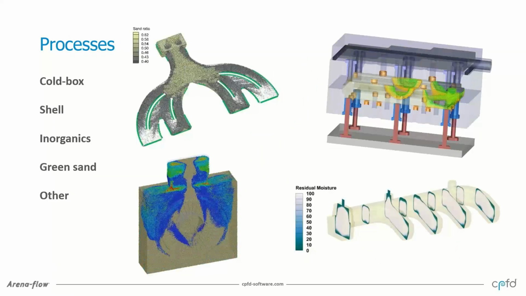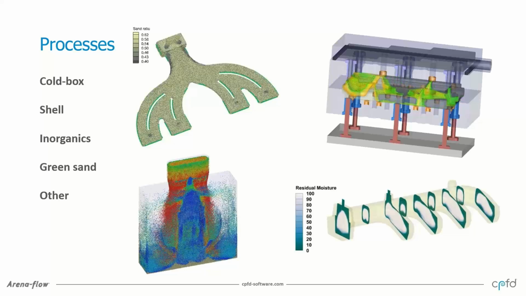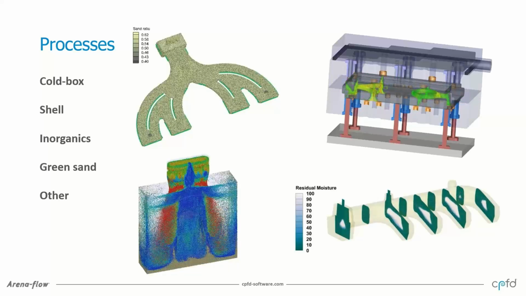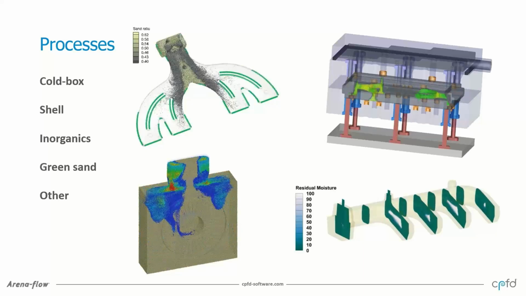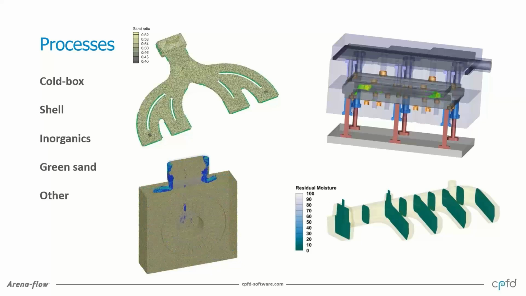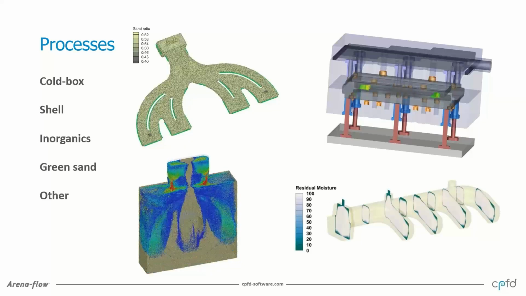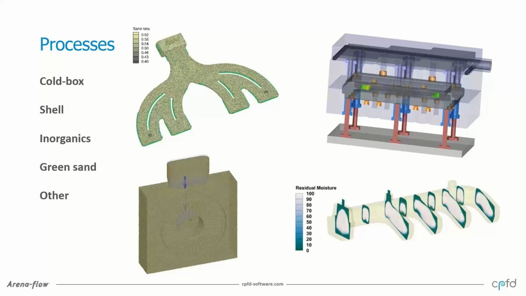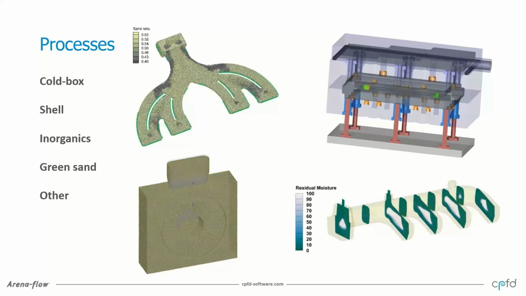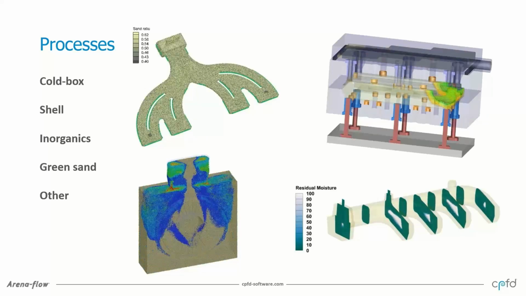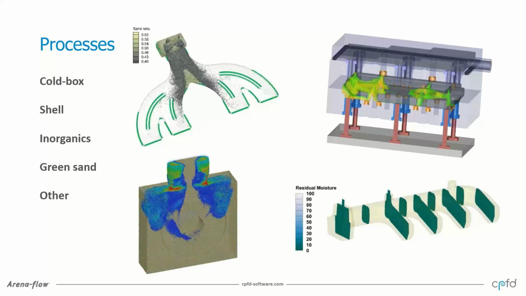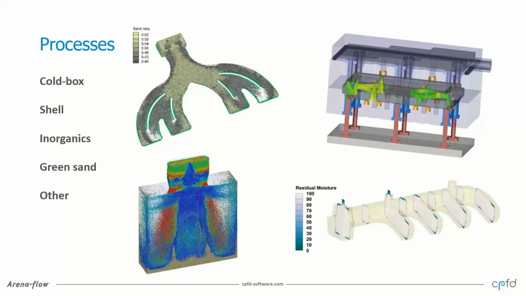And while we'll demonstrate the cold box process today, please know Arena-flow has been used for many different processes, including cold box. I remember doing some of my first shell sand molds in 2004, I think it was. So shell sand, more recently for inorganics. For some of those, we have the curing modules as well. You have sands with different flowability, and even green sand, the filling of the molds. Arena-flow has been able to predict areas that are difficult to fill and why and what to do about it.